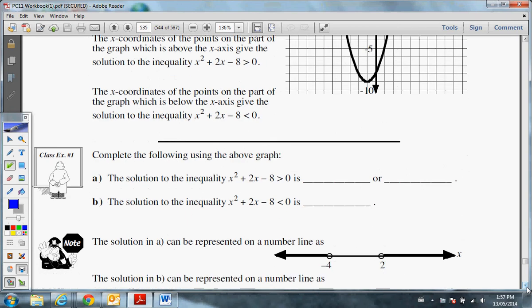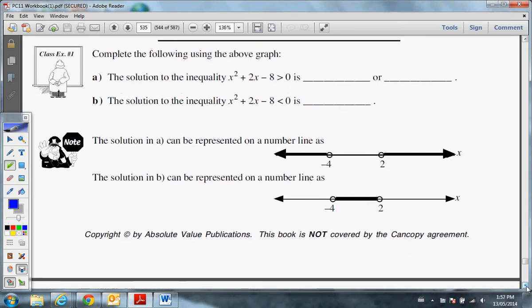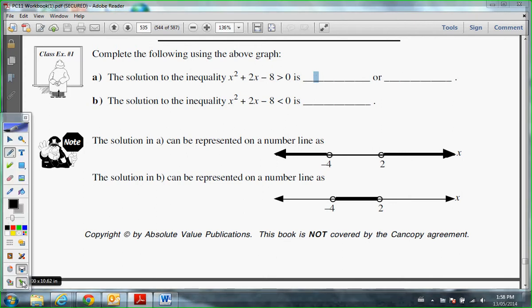So let's look here at example 1. Complete the following using the above graph. The solution to the inequality for when it's greater than 0, the green, was the outsides. So it was x less than negative 4 or x greater than 2, and it was negative in between those two. So greater than negative 4 and less than 2 is when it was negative.